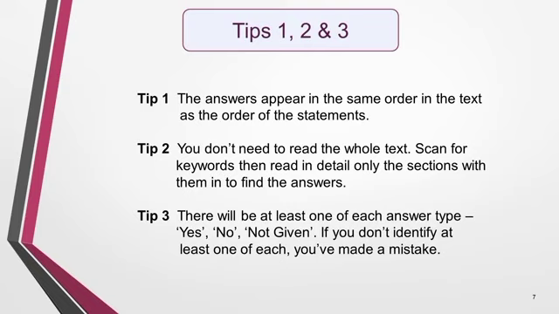Tip 3. There will be at least one of each answer type, that is, at least one yes answer, one no answer, and one not given answer. So, if you don't have at least one of each when you've completed the question, you've made a mistake.